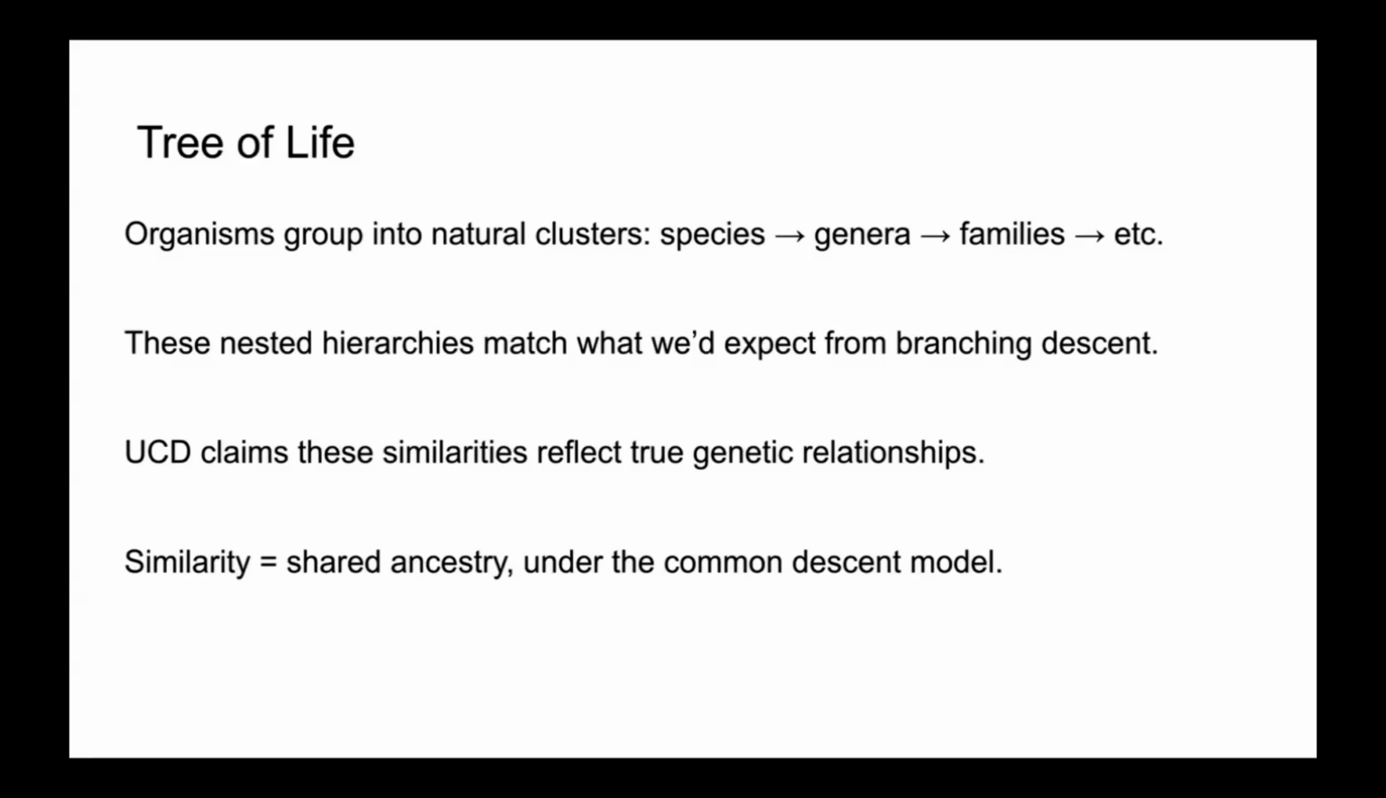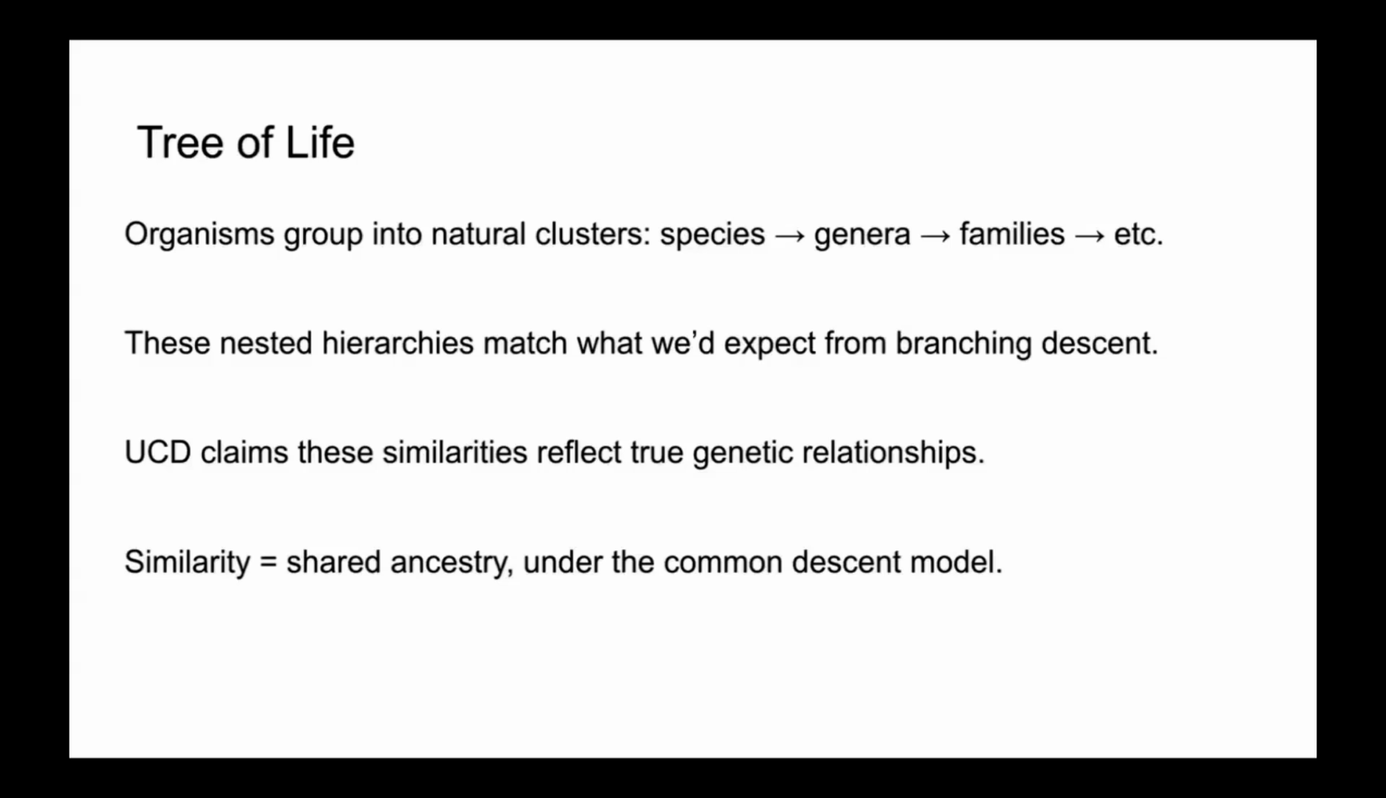So you can already see that there's this nested hierarchy, in the sense that there's an overall group, and then it gets even more specific to something like a genus, and then even more specific to families. Again, you'll end up having groups within groups. And so this kind of nested classification is exactly what we would expect if life had diversified from a common ancestor.